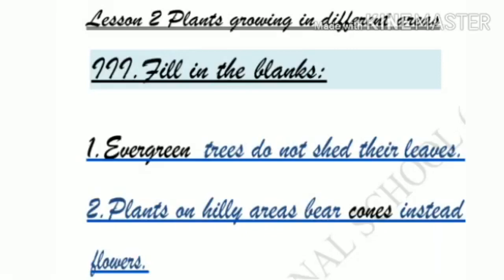Okay, children, take your classwork and start writing. Roman 3. Fill in the blanks. 1. Dash trees do not shed their leaves. Answer: evergreen. Evergreen trees do not shed their leaves.